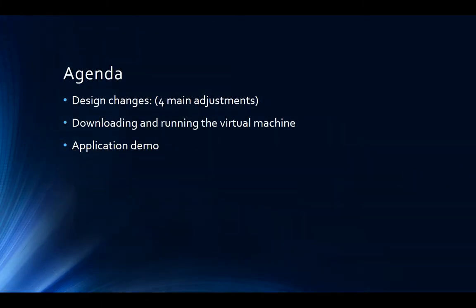Three main things we want to cover on our agenda today. The first is the design changes that were made in response to the specification changes that were given to us in later assignments. We'll go over those four main changes that we made. Next is a brief covering of the downloading and running of the virtual machine. We want to make sure that the TAs are able to get in and run our project. And then finally, an application demo in which we will talk about the efficiency of our project, show how to run it, and go over the log files.